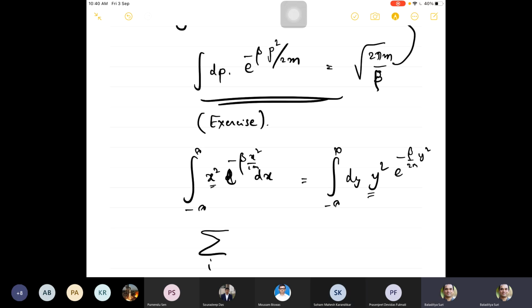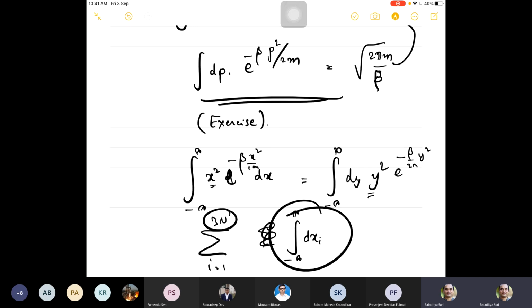Now, if I take a summation over different dxi's, and if this summation has 3n terms, each of these will be equal, and you are adding 3n of those equal terms. So this will just be 3n times integral minus infinity to infinity dx of whatever function you are considering, as long as that function is only of xi. Yes, sir. Got it. Any other questions?